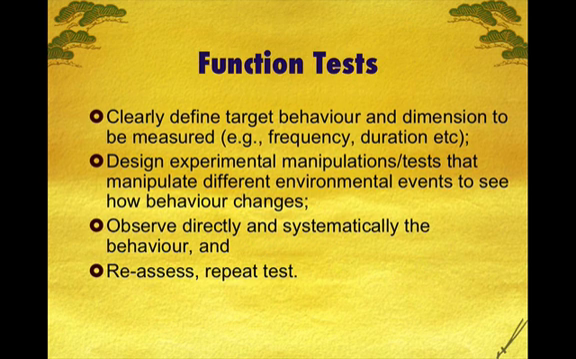So in order to run some functional tests, we need to clearly define the target behavior and the dimensions on which it is to be measured, for instance, frequency or duration or whatever other dimensions. For a review of the dimensions of behavior, you need to go back to the behavior measurement lectures. Then we design the experimental manipulations or tests that manipulate different environmental events to see how the behavior changes under those circumstances. And then we observe directly and systematically the behavior, and reassess and repeat the tests.